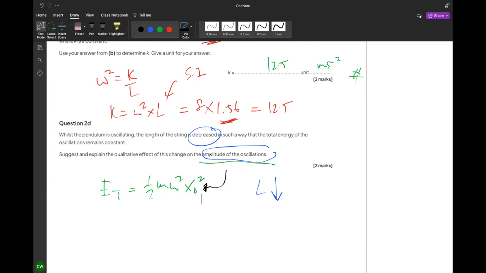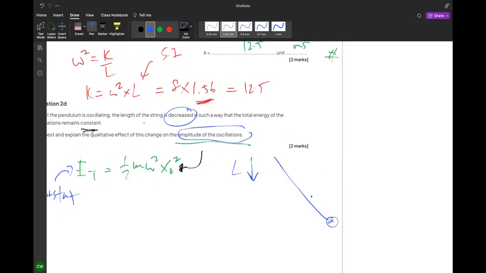What do you think will happen to this thing? They say the total energy is constant. Now this thing is constant. So what will happen if the length decreases? What happened to omega?